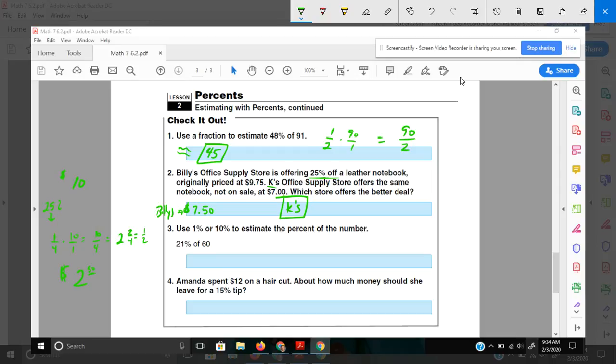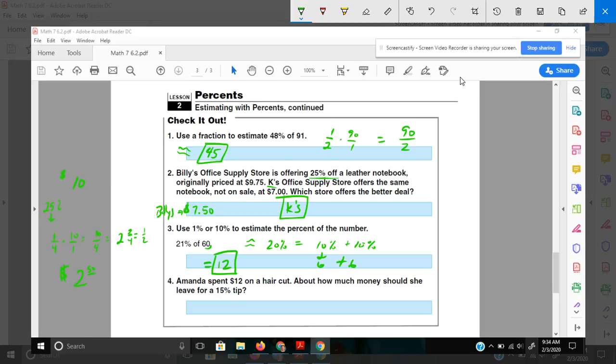Number 3, use 1% or 10% to estimate the percent of the number. 21% of 60. Okay, I'm going to say 21% is about 20%. And that's the same as 10% plus 10%. So 10% of 60 would be 6, moving that decimal one place to the left. And then 6 plus 6 would give me 12. If I want to double check in my calculator, I'd take 0.21 and I would multiply that by 60, and that gives me 12.6. So I'm really close there.